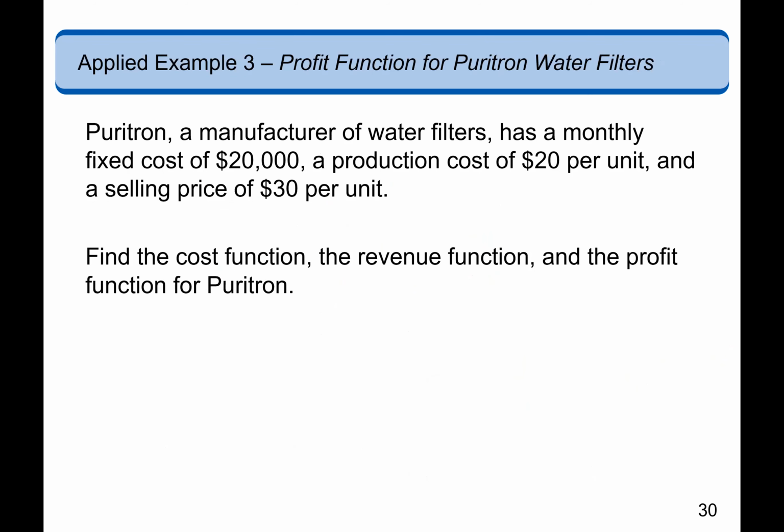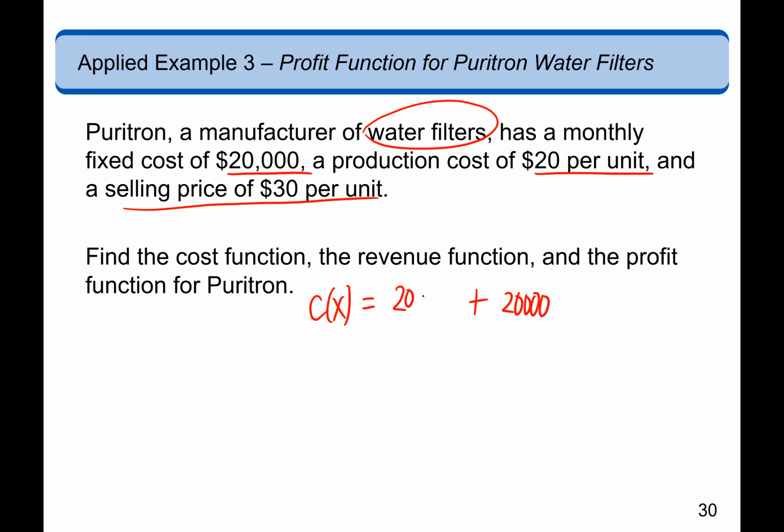Now let's take a look at the actual problem. The profit function for Puretron water filters. This manufacturing company manufactures water filters. It has a monthly fixed cost of $20,000, a production cost of $20 per unit, and a selling price of $30 per unit. You want to find the cost function. The cost function comes from two parts: a fixed cost of $20,000, and a variable cost of $20 per unit, and they're producing X units. So it's 20X plus 20,000. That should be the cost function.